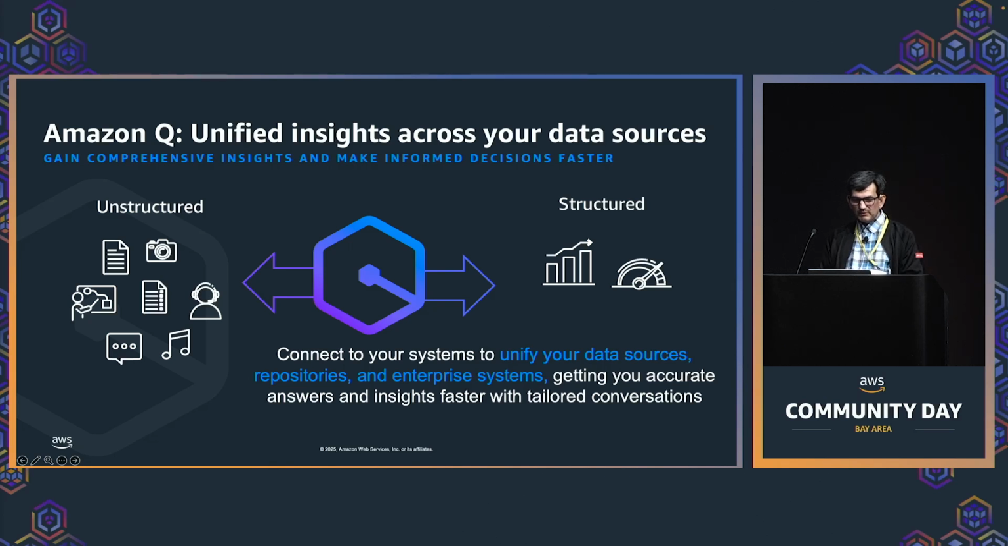Let's say you have a combination of structured and unstructured data, and that's pretty much a normal scenario in our customers. Amazon Q allows you to seamlessly access and analyze structured and unstructured data directly from either service to unify your data sources, repositories, as well as enterprise systems. Think about the result it will give: a powerful combination of natural language understanding plus data visualization for your employees.